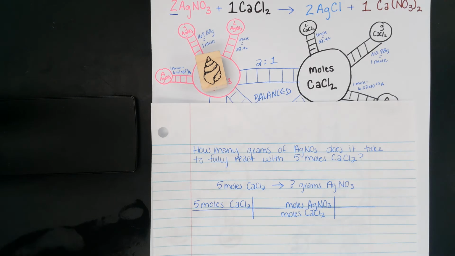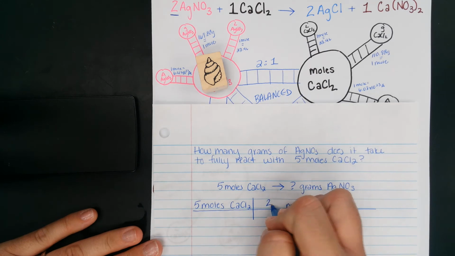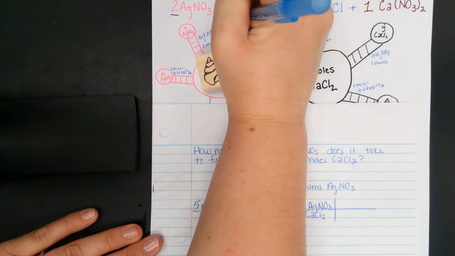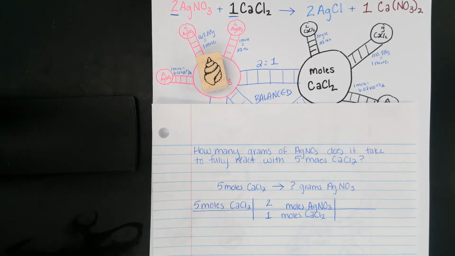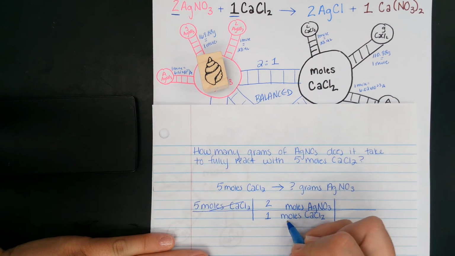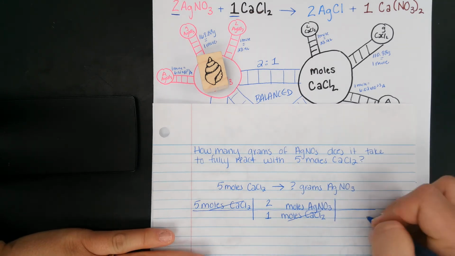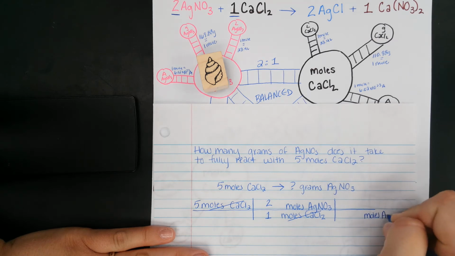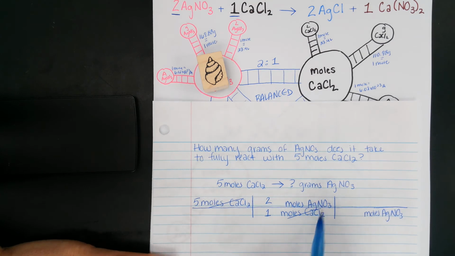The way to really know which number goes where is that you have to look to the equation and figure out which number goes with which compound. For instance, here we see the 2 with silver nitrate, so that 2 is going with silver nitrate. And with calcium chloride, there's a 1, which is where we're getting that 1 for the moles of calcium chloride. Now we're able to cancel top to bottom, moles of calcium chloride to moles of calcium chloride. Now we have moles of silver nitrate up top, so we bring that top to bottom, always writing that compound.